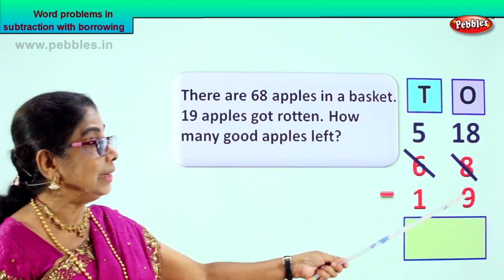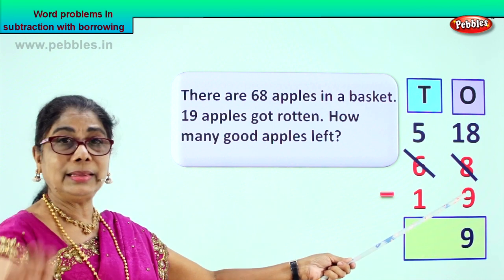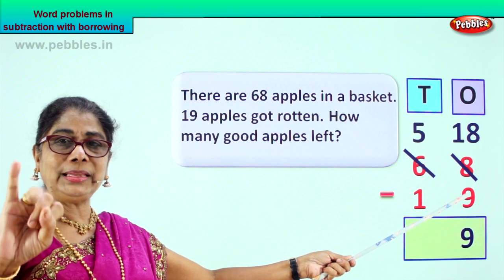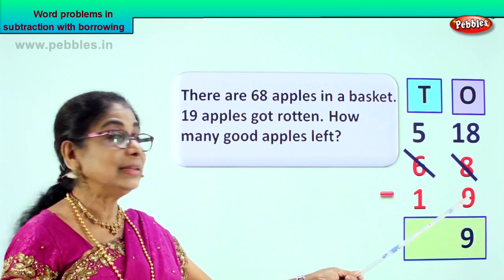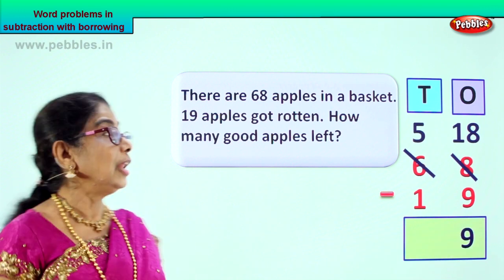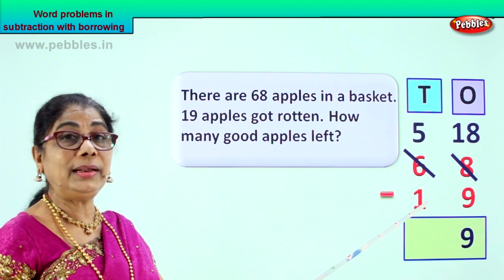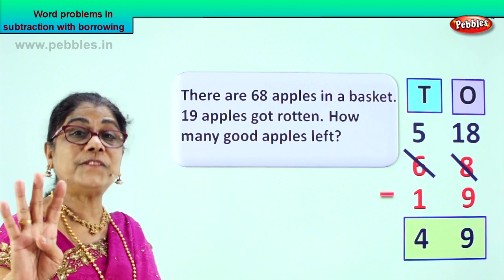18 ones minus 9 ones. What is your answer? 9 ones. 9, 10, 11, 12, 13, 14, 15, 16, 17, 18, 9. 18 ones, take away 9 ones. The answer is 9 ones. Now here you have 5 tens minus 1 ten gives you 4 tens. 5 minus 1, 4.